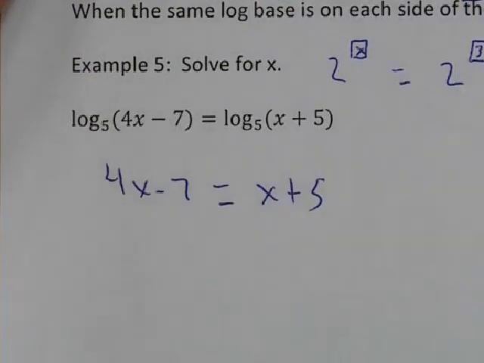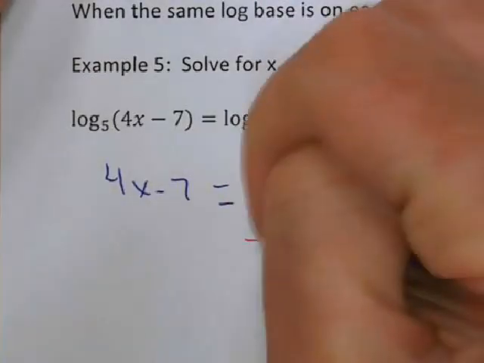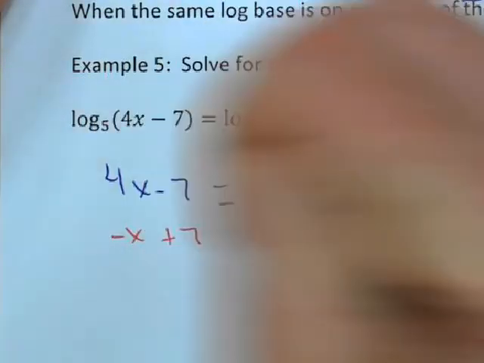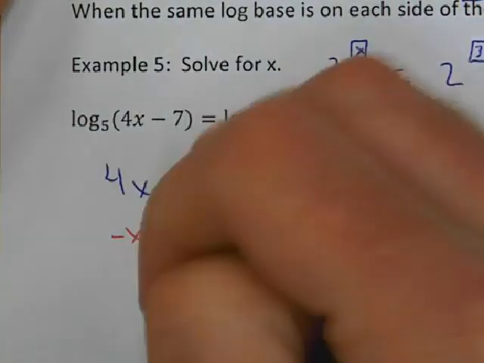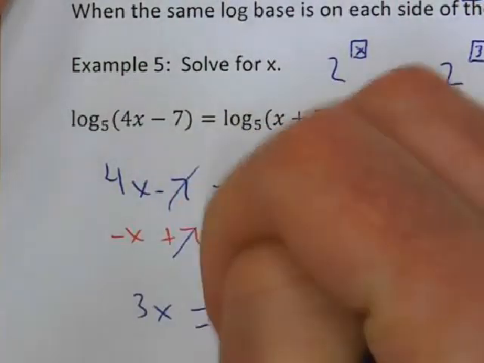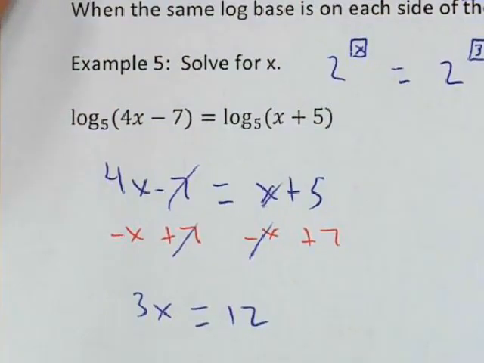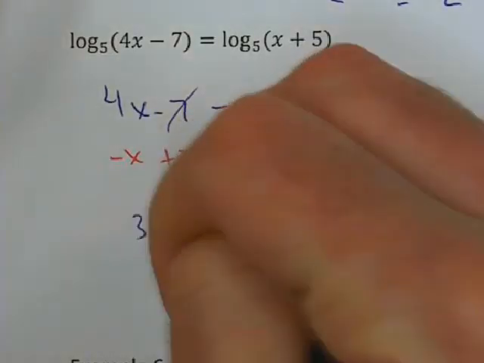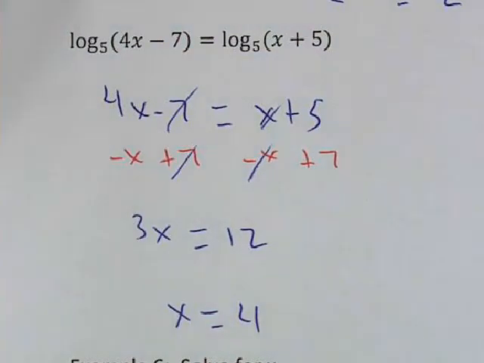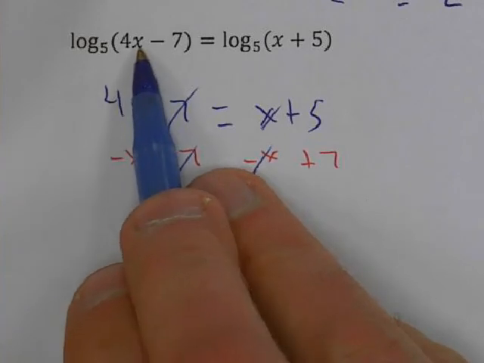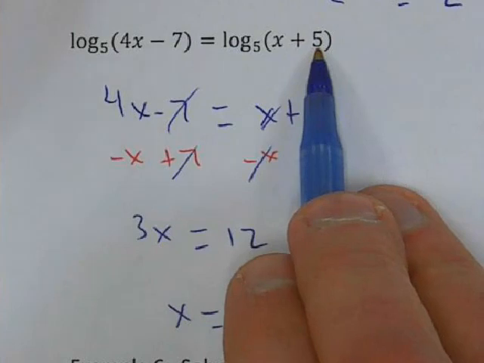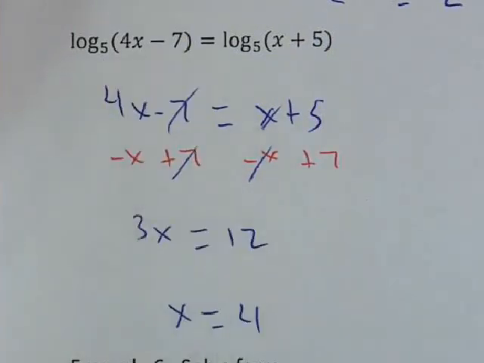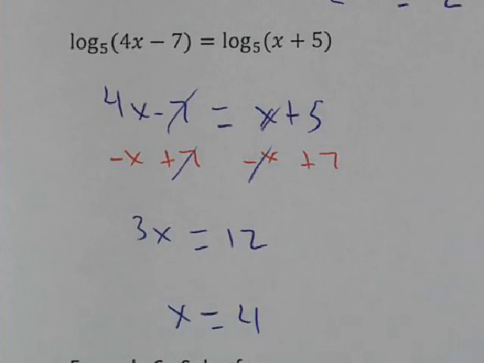Okay, and then now we just want to solve this equation. If I subtract x from both sides, and while we're at it, let's add 7 to both sides. And that's gone, and we get 3x equals 12. So then divide both sides by 3, we get x equals 4. Okay, and again, if you're not sure about your answer, plug it in and check. If I plug in 4 here, 4 times 4 is 16, minus 7 is 9. If I plug in 4 here, 4 plus 5 is 9. So yeah, when x is 4, I get log of 9 base 5 on both sides of my equation. So yeah, those are equal.